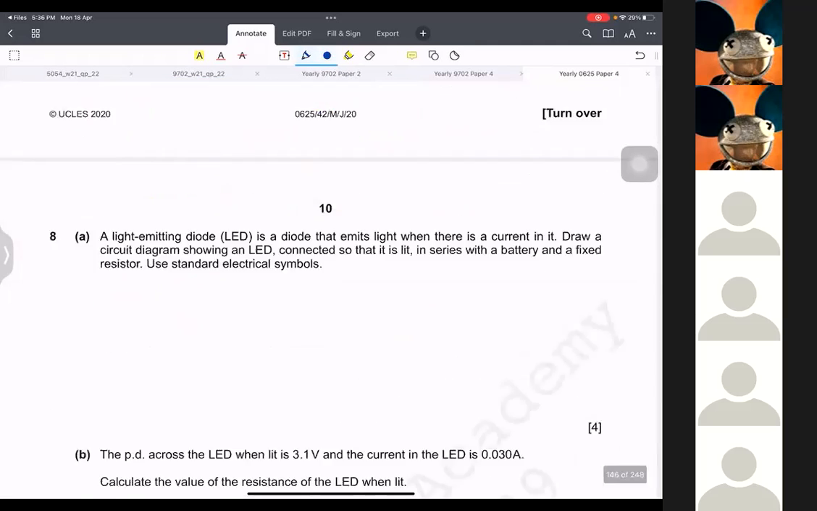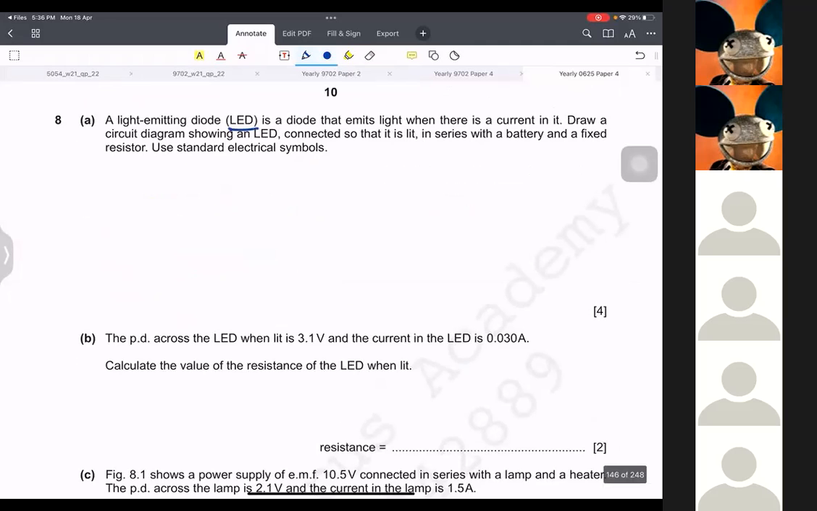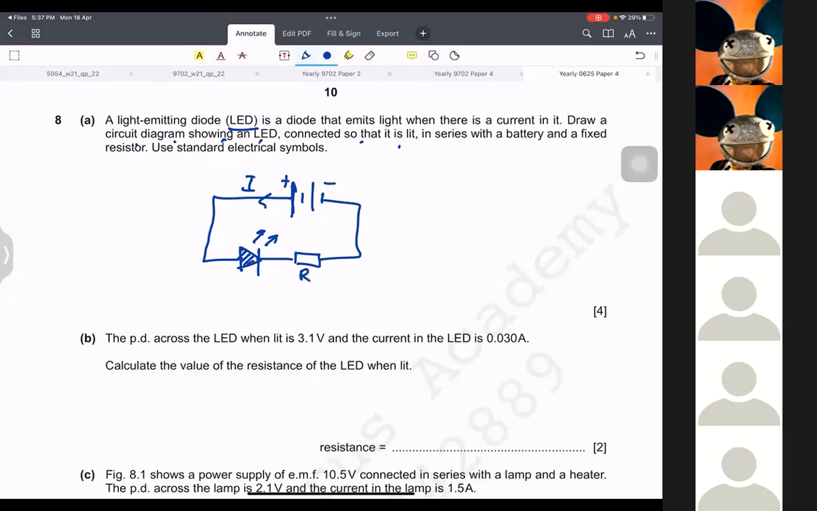Okay. Then comes a light emitting diode, which emits light when there is a current. Draw a diagram showing the LED connected so it is lit, in series with the battery and a fixed resistor. Battery. And you should draw it like this, because the positive sign should always be where the current is coming from. Resistor. And like this, and it should be like this. Two arrows coming out. So the current moves from positive to negative, right? Yes. And the longer one is positive. This is negative. Okay. This is the resistor.